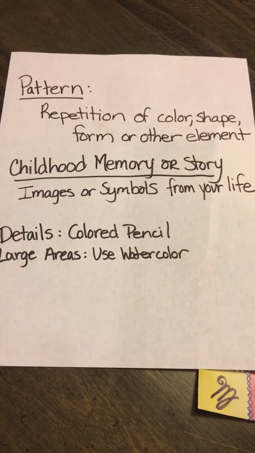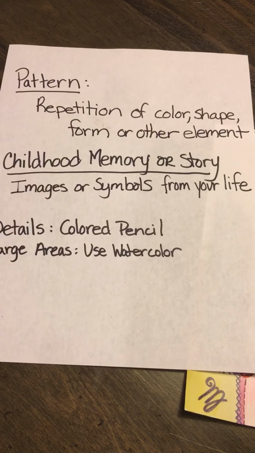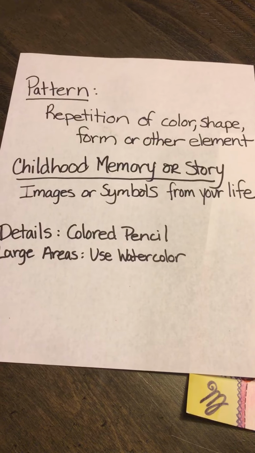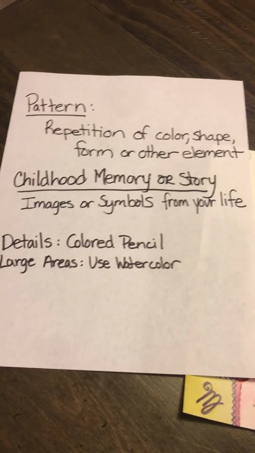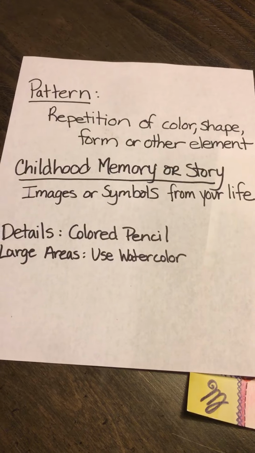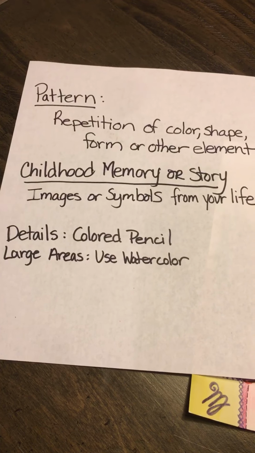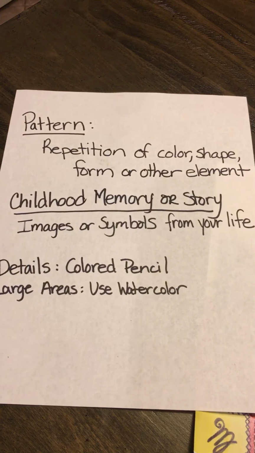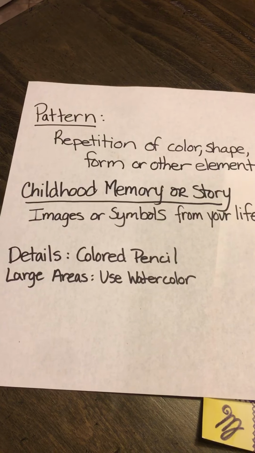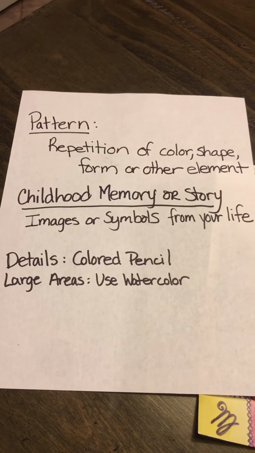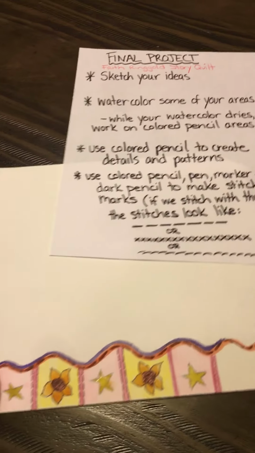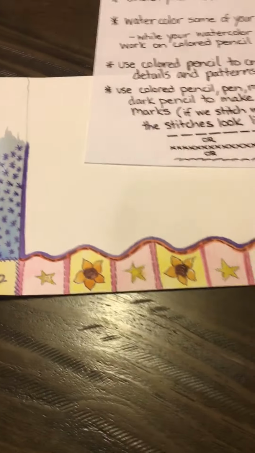The things we're looking for in the final project are pattern, which is a repetition of shape, color, form, or another element. Using a childhood memory or story, which is images or symbols from your life. This could be as recently as last year, or it could be things you remember from when you were little. It could be as recently as yesterday. Your details. You're going to use color pencil for the details because it's easier to control. In the large areas, you're going to start using watercolor, so we get a little bit of experience in watercolor. So this final project on the watercolor paper, I started one here so you can see.